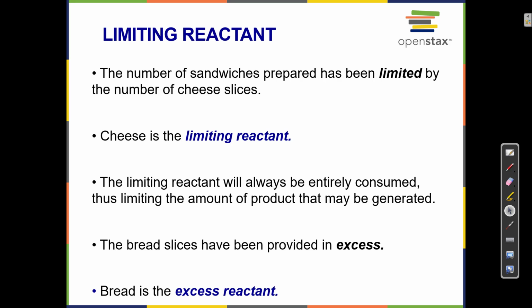So when that situation occurs in a chemical reaction and the reactants are not present in an exactly balanced amount, the same ratio given by their chemical equation, then we always have what's called a limiting reactant, which is the one that runs out first, and an excess reactant, which is the one that is left over after the reaction is finished.